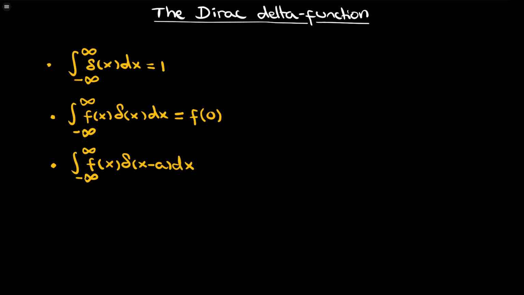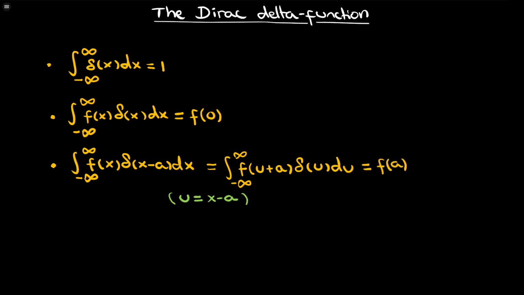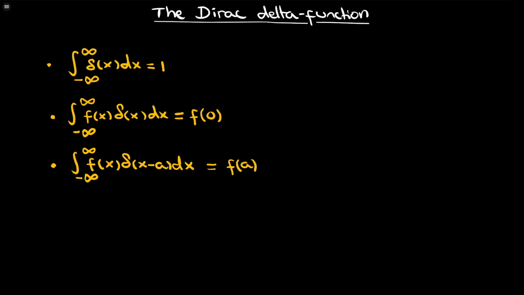But what if we consider the delta function shifted by some amount a? Well, in this case, we can perform the substitution u equals x minus a, so as to bring the argument of the delta function back into its standard form. We see that this reduces to the property we just looked at, except instead of f of x, we have f of u plus a, with u playing the role of x. And so this is equal to f of 0 plus a, or just f of a. And so in this sense, the delta function has a sifting property, where it sifts out the value of f at a if you multiply the function f of x by delta of x minus a, and then integrate.